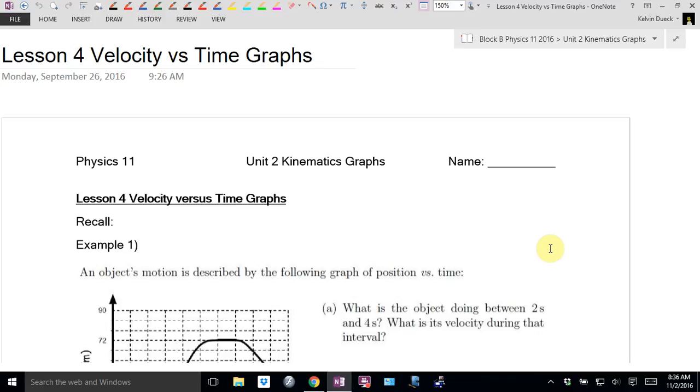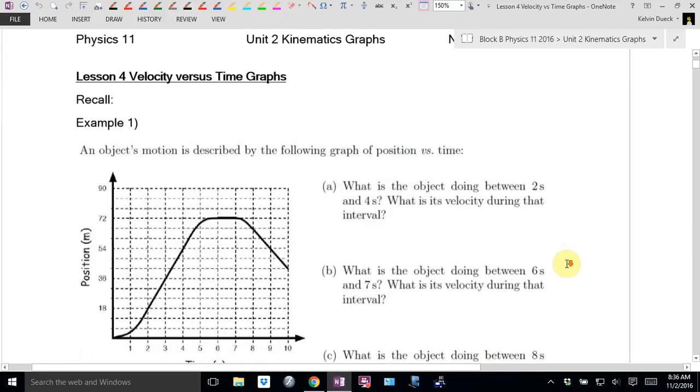Today we're going to look at velocity time graphs. And we're going to ask ourselves, what does the slope tell us? I guess the height on a velocity time graph will be how fast. If the height on a distance versus time graph, the y-coordinate, was how far, the height, the y-coordinate on a velocity time graph will be how fast. So, we're going to start off with a bit of review.